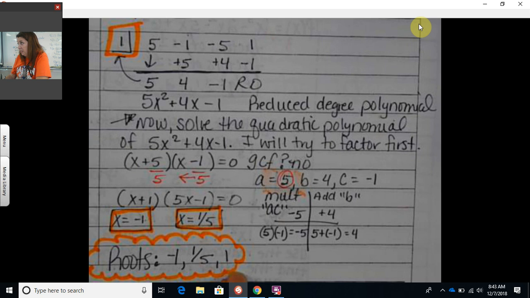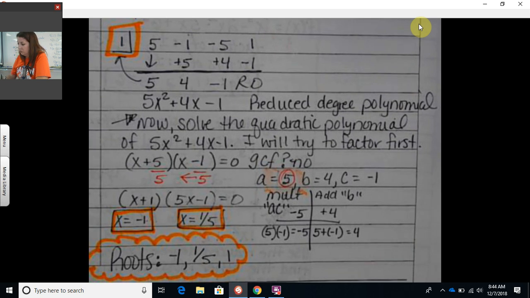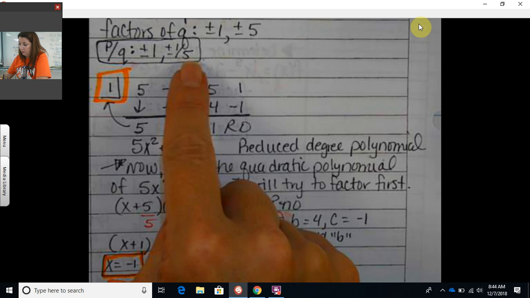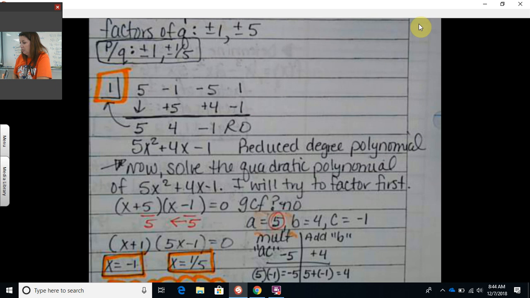All of our roots were rational roots, so they should all be in our rational list. Say if I got the square root of 2, that's not going to be in my list. But if I got rational real roots, they should be in my list. +1 and -1, they were in the list. +1/5, it was in the list. So the only one we didn't have that was our actual root was -1/5, right? Okay. So you see how knowing those things is helpful to your work.